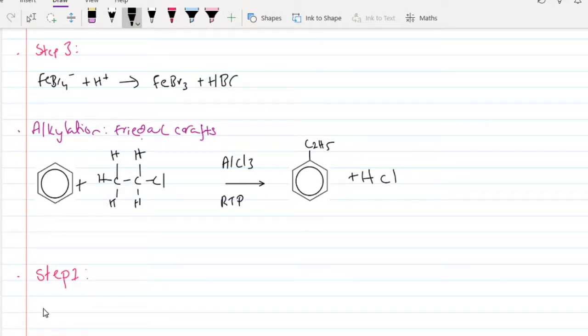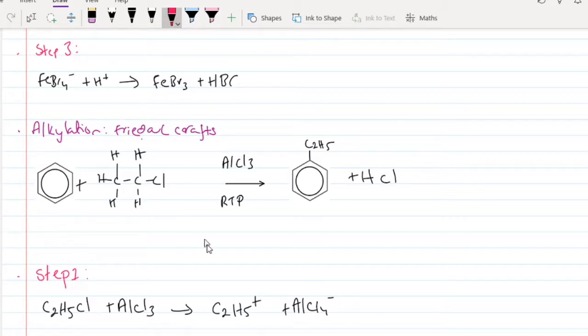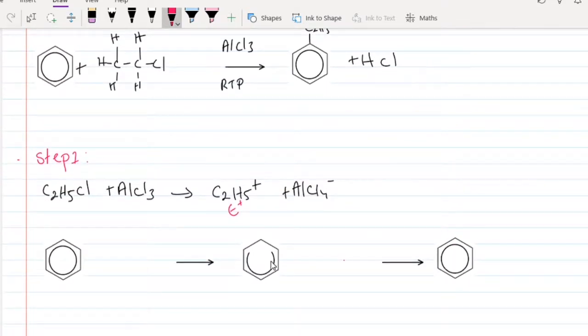So in this case it's chloroethane, C2H5Cl, and our halogen carrier, AlCl3 in this case, and this will undergo a reaction to form C2H5+ and AlCl4-. Now the electrophile in this case is going to be C2H5+.